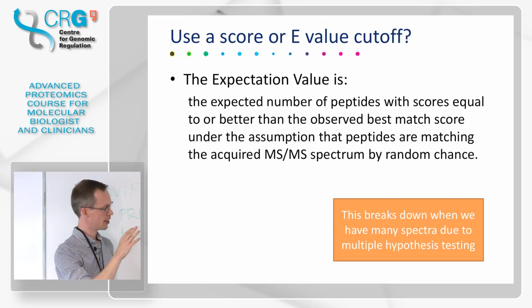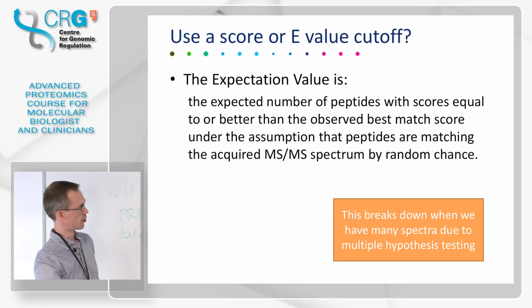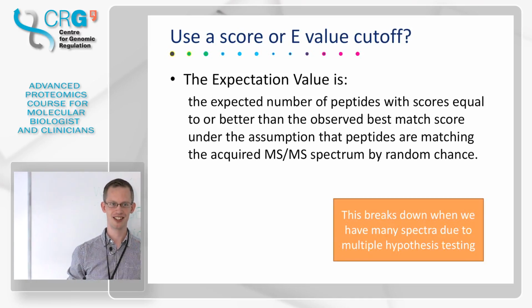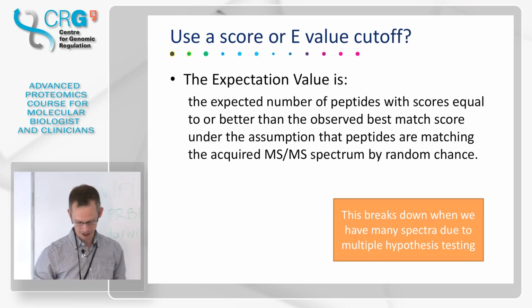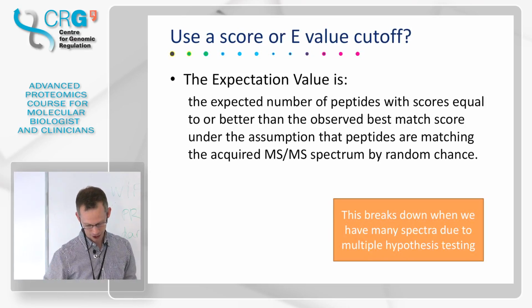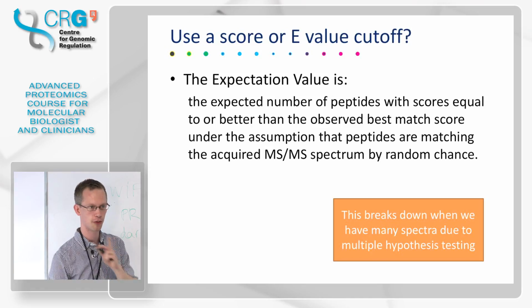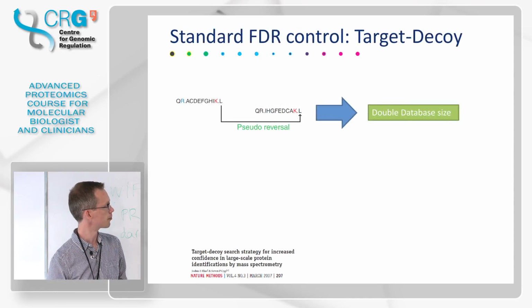It's also because the expectation value is actually a bit difficult to calculate precisely. So there's still some argumentation. Some say that this should be used, but not too many yet. The gold standard is something else, and that's what I want to talk about now. That's what most people use.